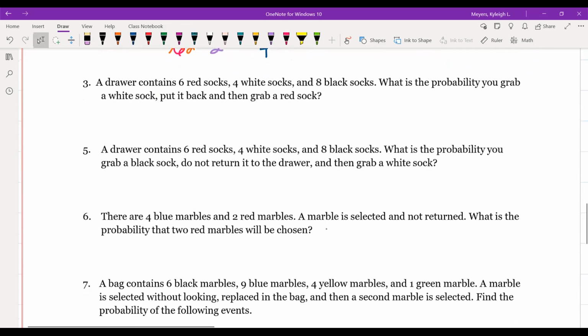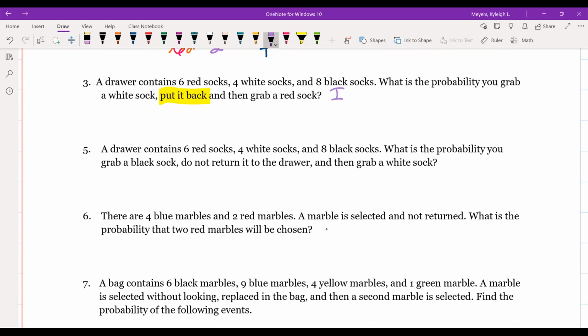So a drawer contains 6 red socks, 4 white socks, and 8 black socks. What's the probability you grab a white sock, put it back, and then grab a red sock? So you're in your drawer, ruffling through your sock drawer. You grab a white sock out. You're like, nah, I'm going to put that back and grab a red sock. So is the total number of socks changing each time I reach in? No, right? Because I'm putting it back. So this is independent still.